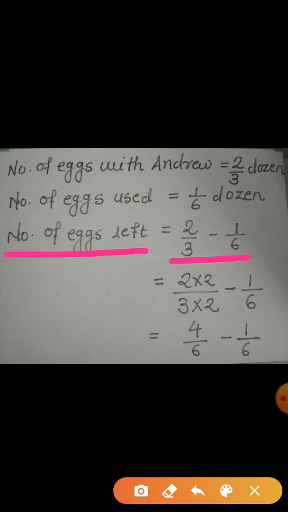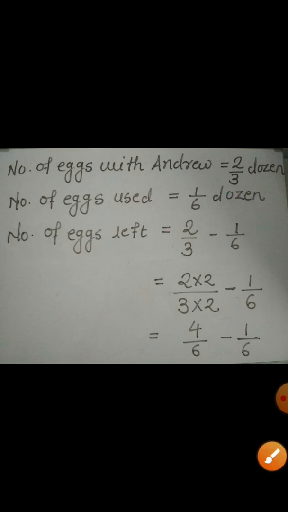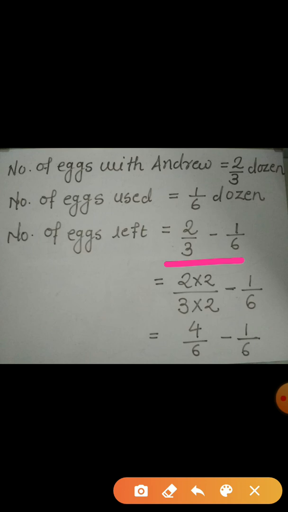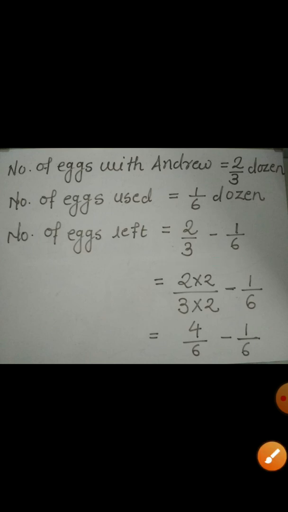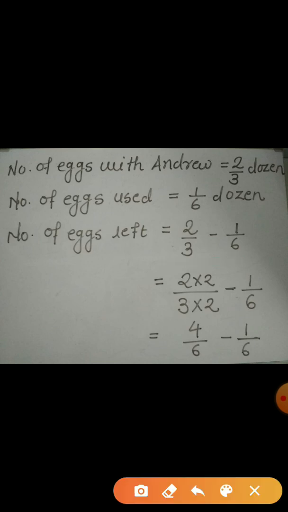Now 2 by 3 and 1 by 6 are unlike fractions. They are having different denominators, right? So we cannot subtract them directly. Hence, to subtract these fractions, we need to convert them into like fractions first. Means we have to make their denominators same. And for making the denominators same, we need to multiply the denominator 3 of the first fraction by the number 2, right? Because 3 twos are 6. But since it is multiplied by 2, we need to multiply the numerator by 2 as well, right?